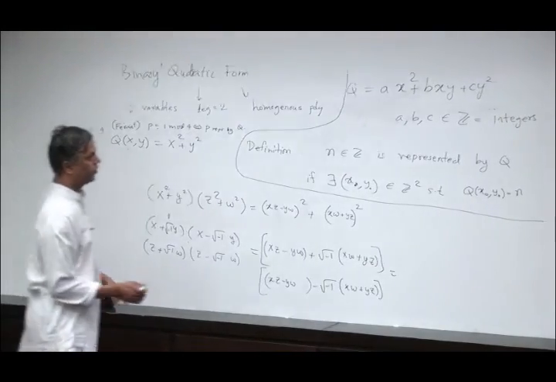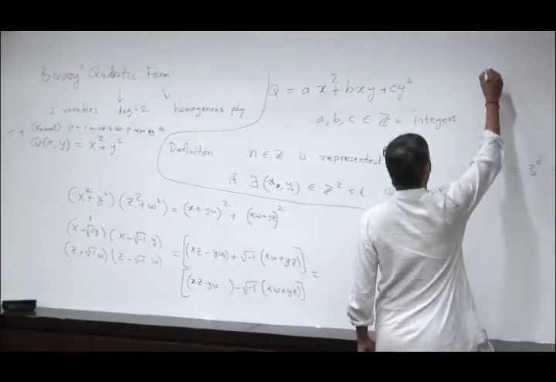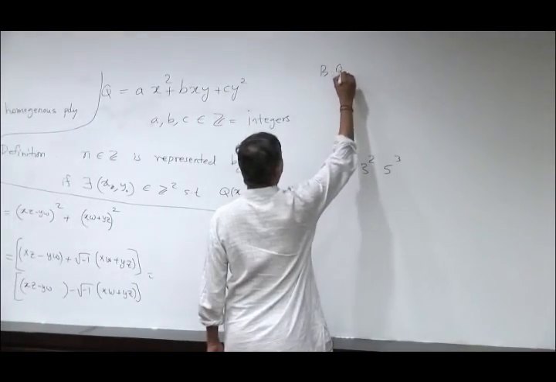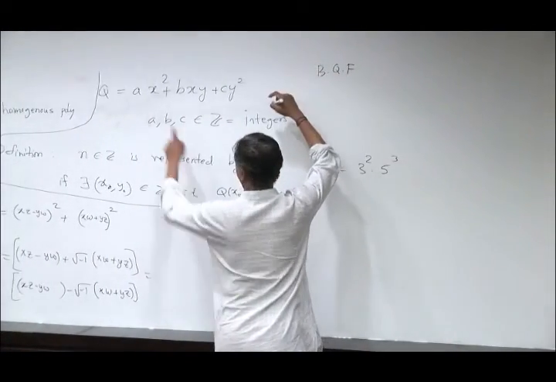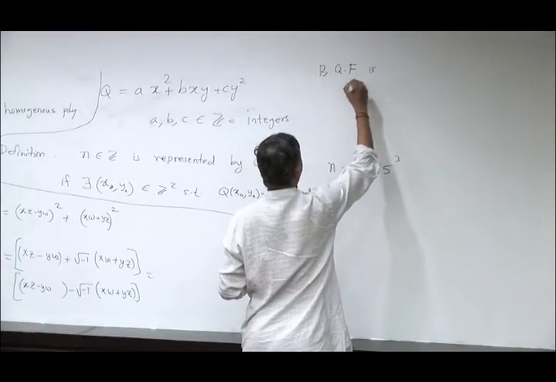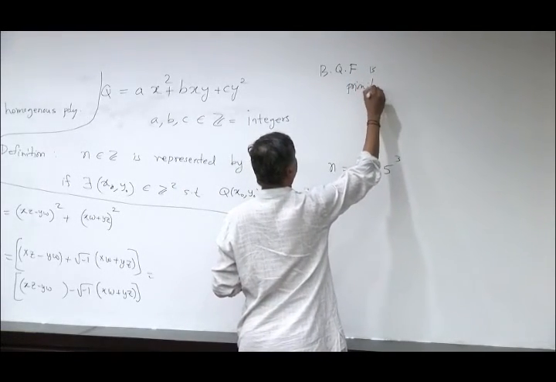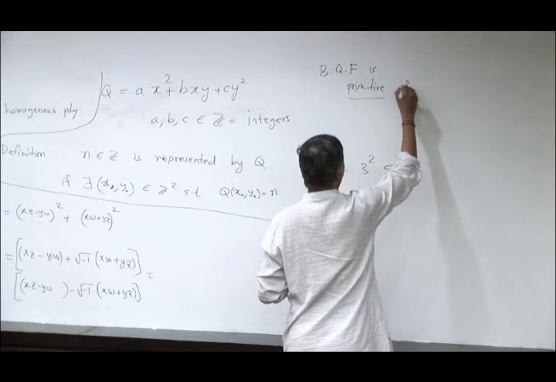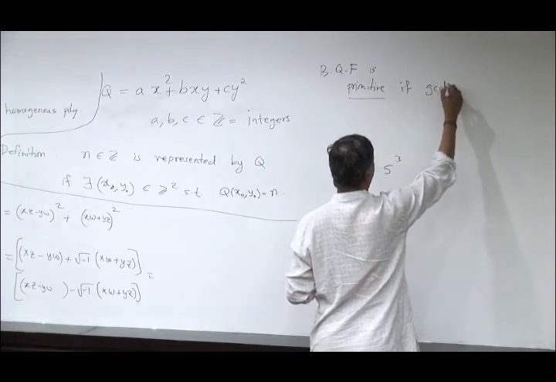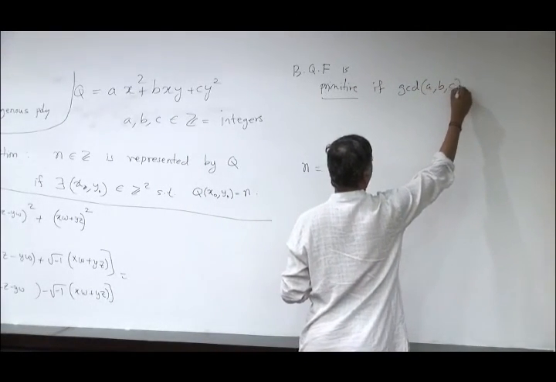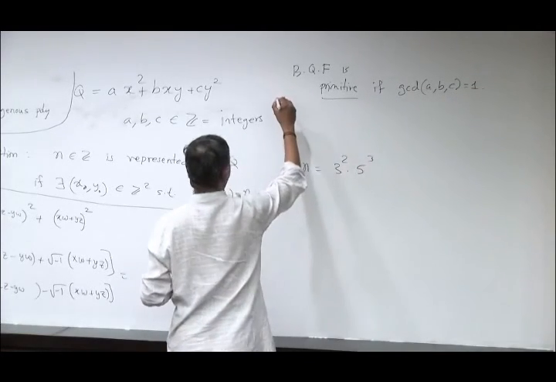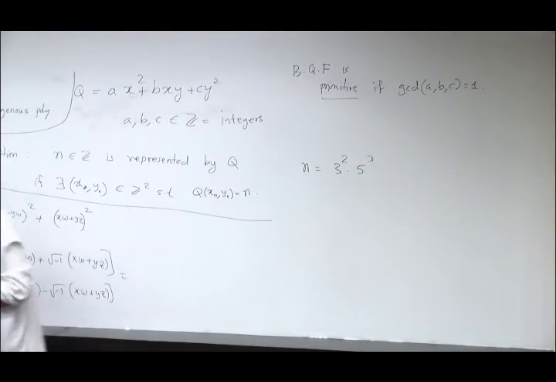Maybe I should add a few more definitions right here. So you say that such a BQF, I'm going to call it BQF, so Q is like this, is primitive if the GCD, greatest common divisor, of a, b, c is 1. The other definition, one more definition let me put.